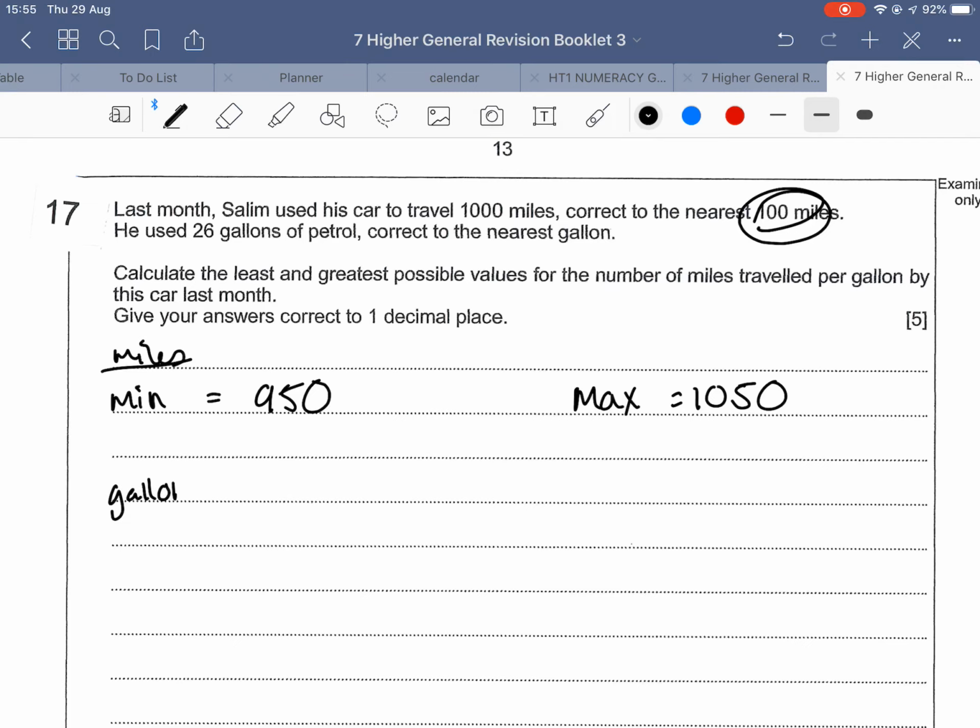Now our gallons. We've got 26 correct to the nearest gallon. So 1 gallon, half it, a half. For our minimum, we want to take that away, so 26 take away a half is 25 and a half. And our maximum, we want to add it on, so 26 and a half.